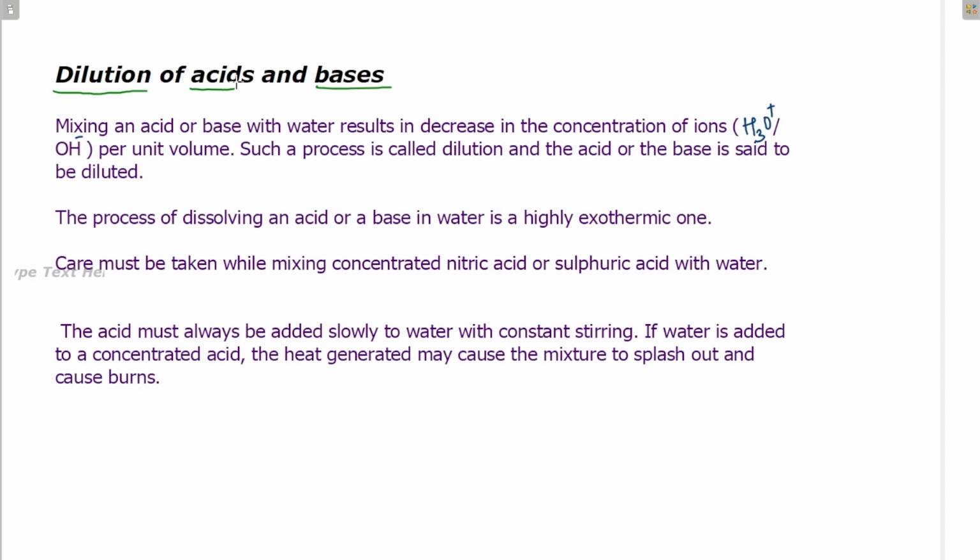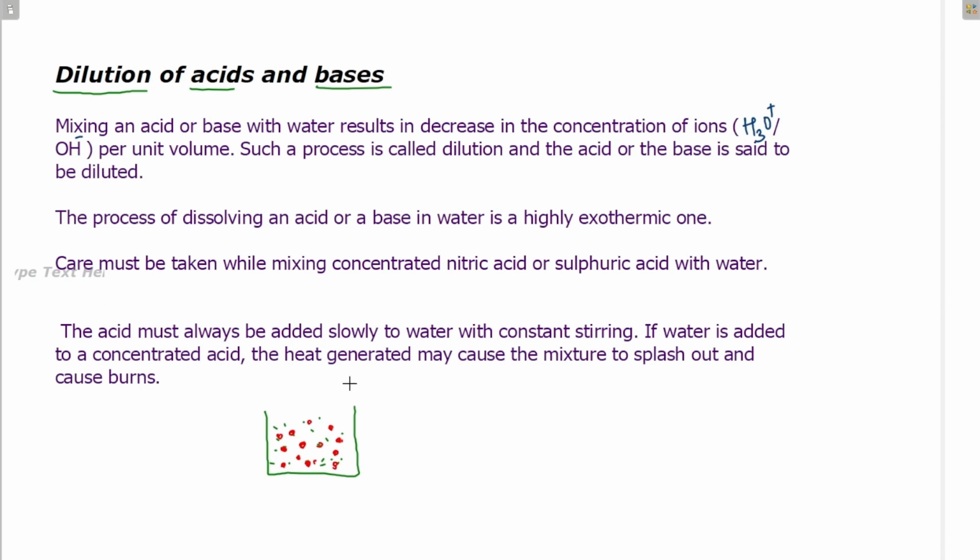But what happens when acids and bases are mixed with water? Mixing an acid or base with water results in a decrease in the concentration of hydronium ions and hydroxyl ions per unit volume. For example, if we have taken a certain amount of hydrochloric acid solution in a container, obviously it contains H plus ions. Also there will be chloride ions, but we are concentrating here on the acidic property. So let's consider here H plus ions.